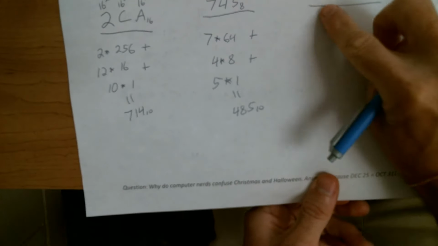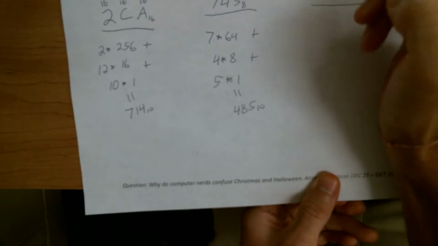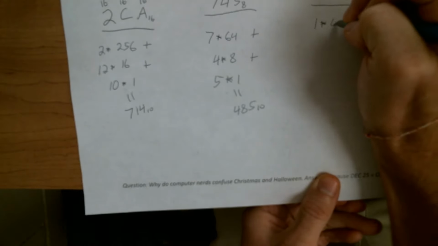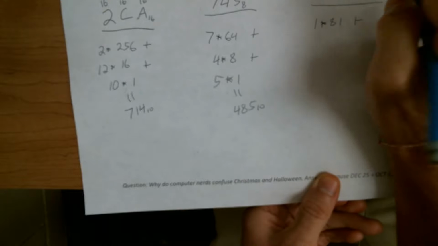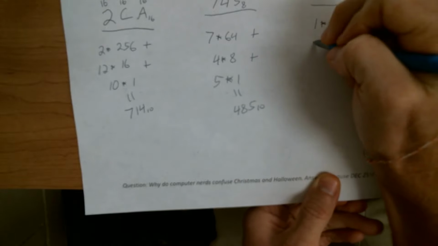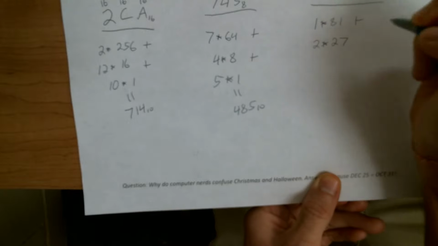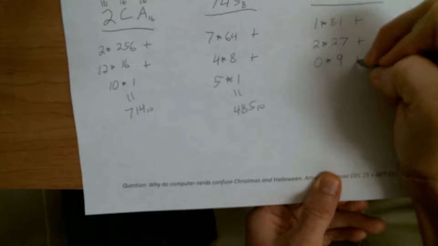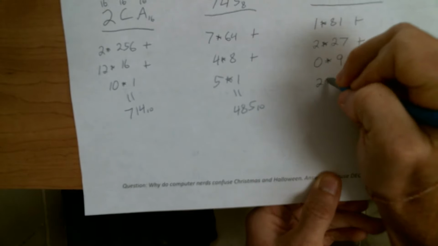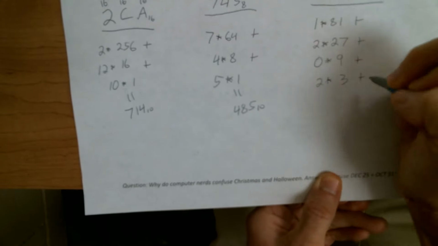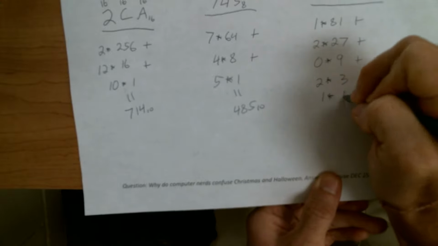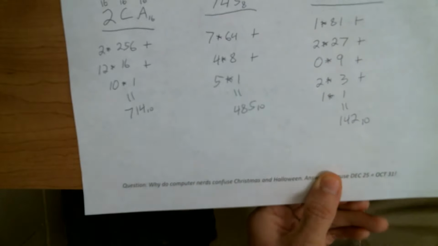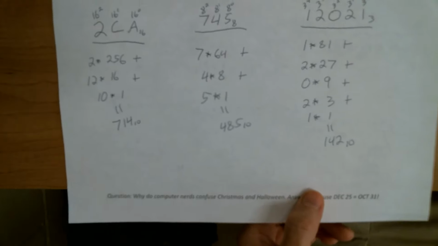And then over here on our base 3, 3 to the 4th is actually 81. So we've got 1 times 81 plus 2 times 27 plus 0 times 9. So that one's just going to wipe out. Plus 2 times 3 plus 1 times 1. And that should all equal 142 base 10. All right. So hopefully you got those answers for this one.